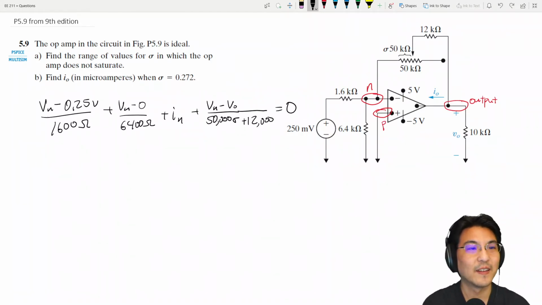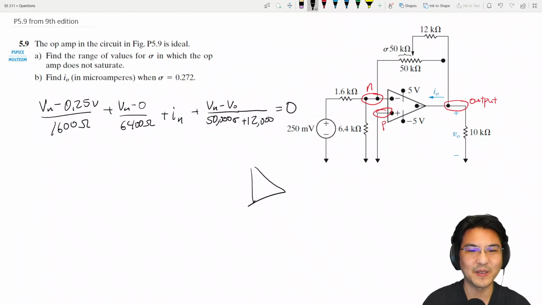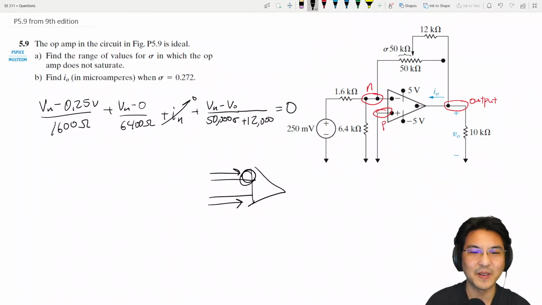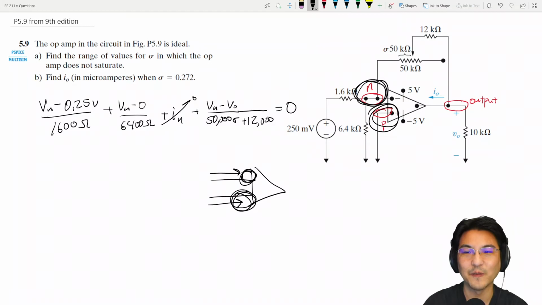And for an ideal op-amp, what happens? The current going this way and the current going this way are both 0. So this is 0, 0. Also, the voltage here is equal to the voltage here. The voltage here, Vn, equals the voltage here, Vp.